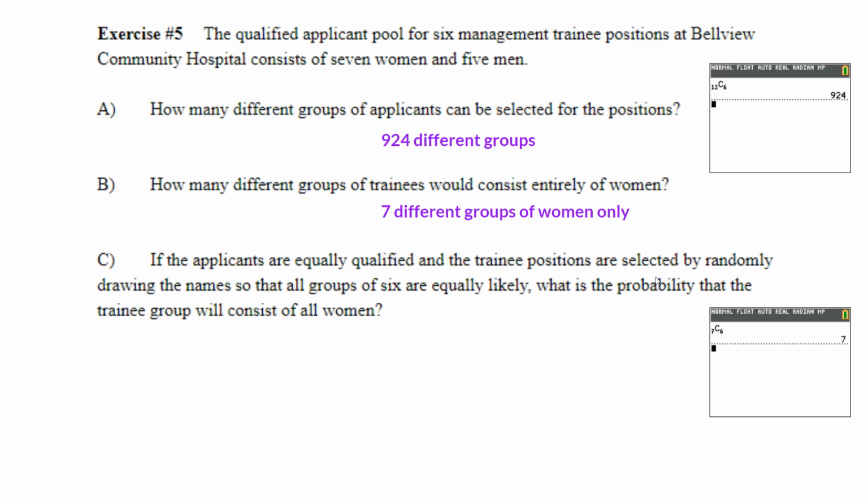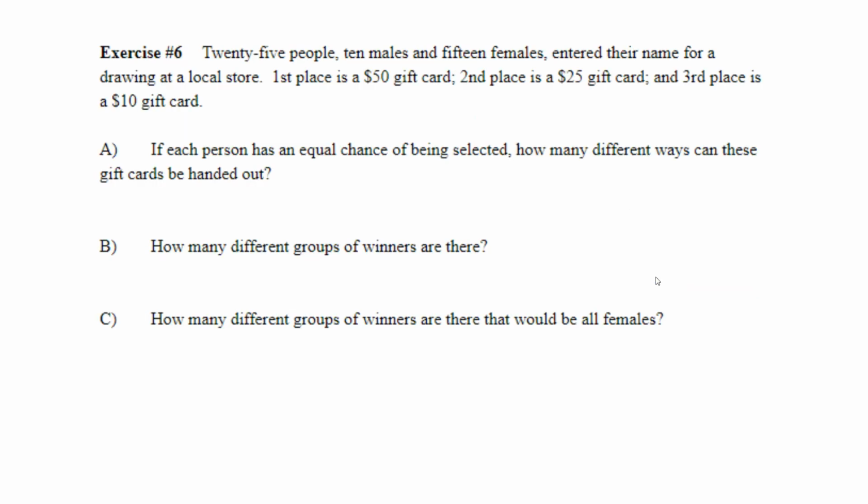Sorry, I misspoke there. If the applicants are equally qualified and the trainee positions are selected by randomly drawing the names so that all groups of 6 are equally likely, what is the probability that the trainee group will consist of all women? Well, in this case, 7 groups are all women out of 924 different total groupings. And if you do that, that's about a 0.008 probability that a group of 6 would be all women. So not very likely.